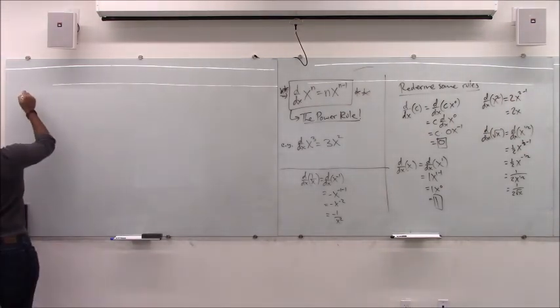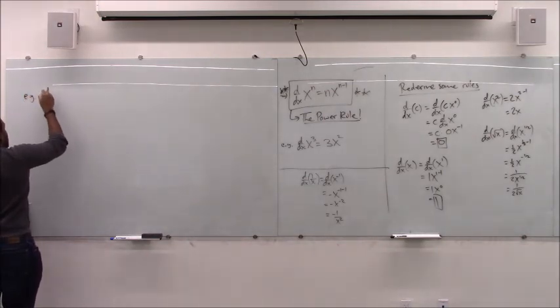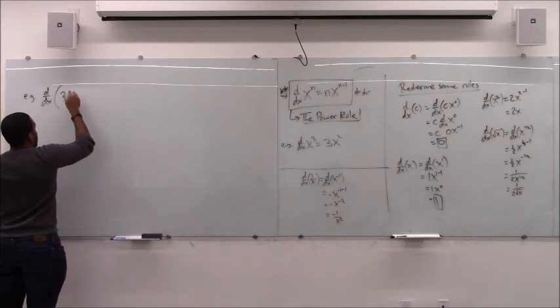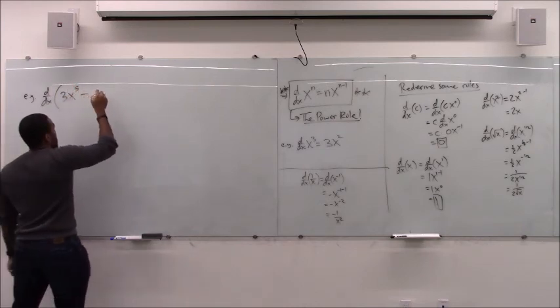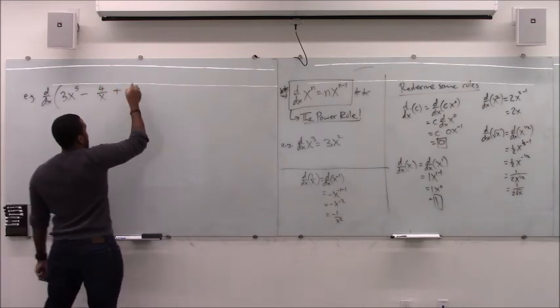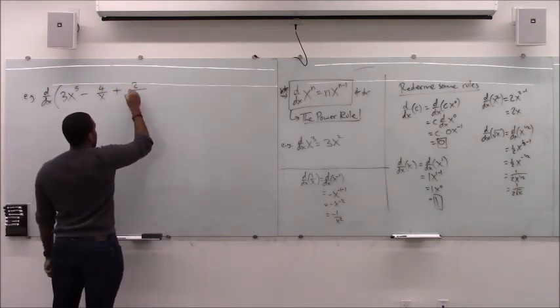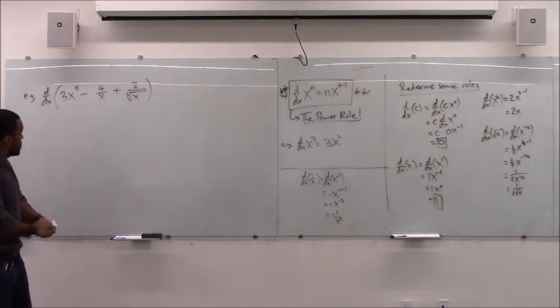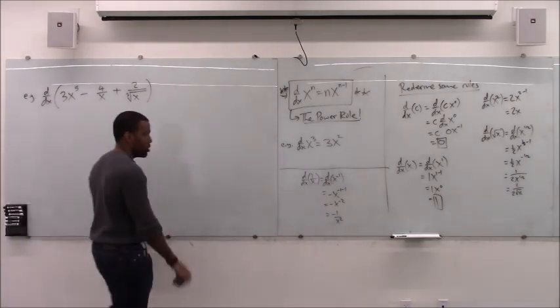Here's an example for you guys to try. What is the derivative of 3x to the 5th minus 4 over x plus 2 over the cube root of x? Try to do that. No limit definition.